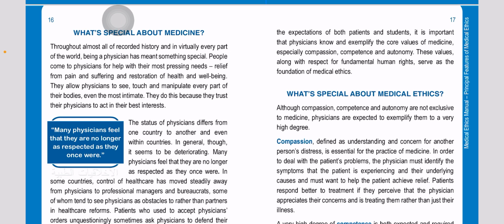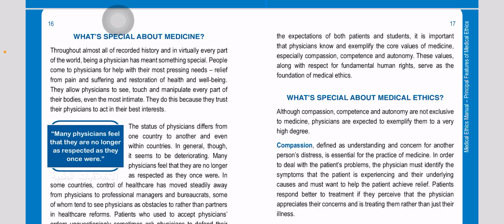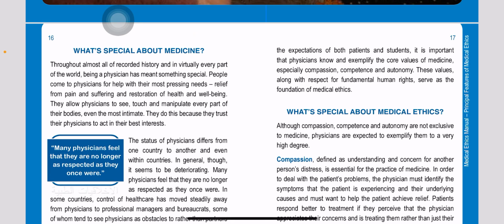Throughout almost all of recorded history and in virtually every part of the world, being a physician has meant something special. Of course, we have discussed the essence and importance of being a medical doctor. You influence other people. You touch other people's lives. Because being a doctor, your concern is the life of your patients.